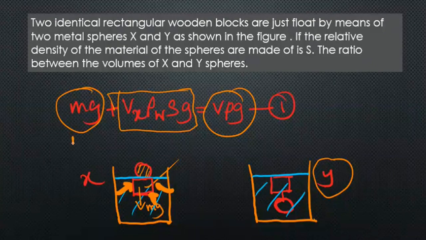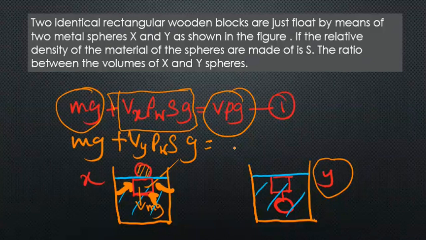The total weight is mg for the block, and the weight of the sphere is Vy rho Ws into g. So this is the total weight of the system. But here the difference is the upthrust acts on both. So V rho g, just as usual from the block, and the upthrust acting on the sphere as well. Vy is the volume inside water, and rho W, this has to be rho W, so rho W g. Right, this is the second equation.